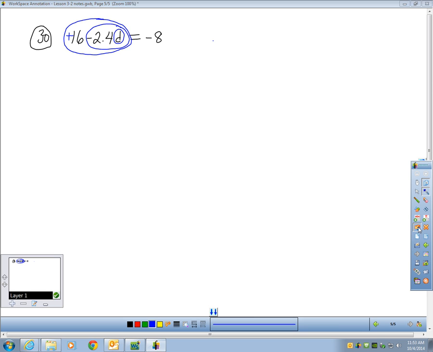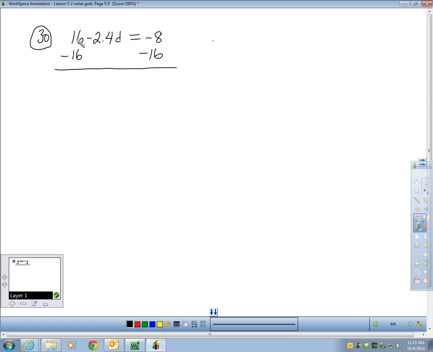So let me erase my onion, and let's solve this now. My outside layer is this addition, or this add 16. I got to subtract 16. I'm using the subtraction property of equality. 16 minus 16 cancels out. Now be careful, the minus sign in front of the 2.4d didn't go away, it's still there. I got negative 2.4d equals negative 24.